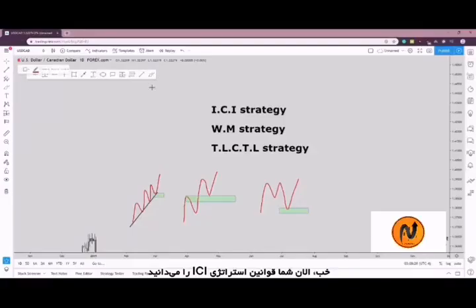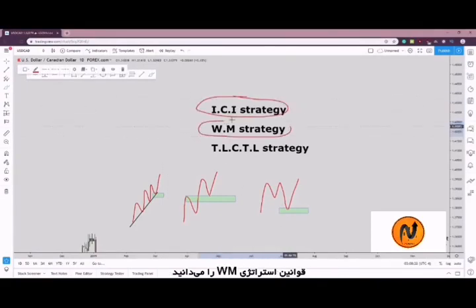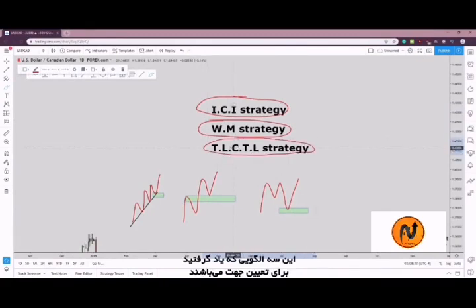Okay, so now you know the rules of the ICI strategy, you know the rules of the WM strategy, and you know the rules of the TL-CTL strategy. Now these three patterns, as you already know, are for direction. So if you have an ICI pattern, you know the direction is either long or short. If you have a W or M formation, you know that the direction is either long or short to the neckline. If you have a TL-CTL strategy, you know that the direction is either in the direction of the break of the counter trend line or in the direction of the bounce from the trend line. So either to the upside or to the downside.